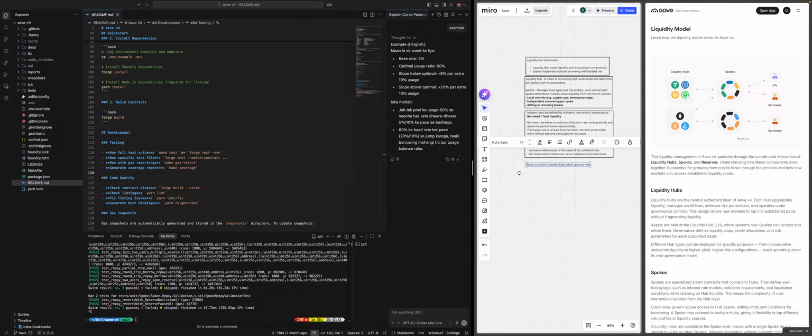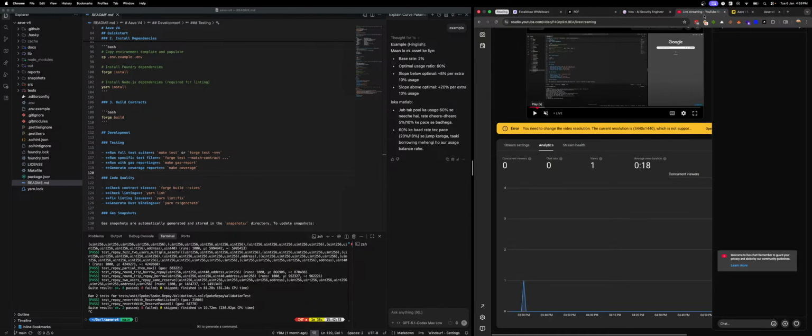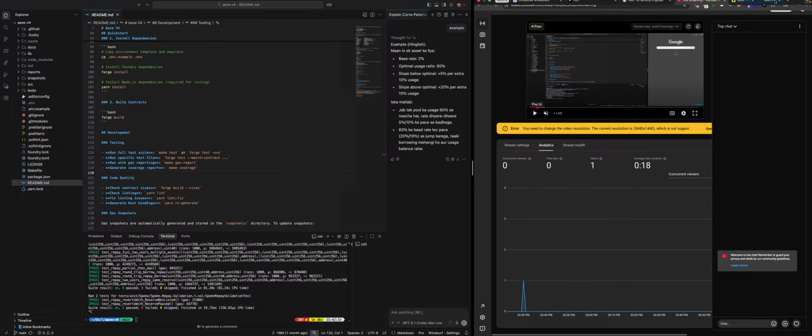I really don't understand how it works. Spokes also have supply caps and local data, and it has accounting per spoke, right? But how would it work? Okay, my stream is going on.